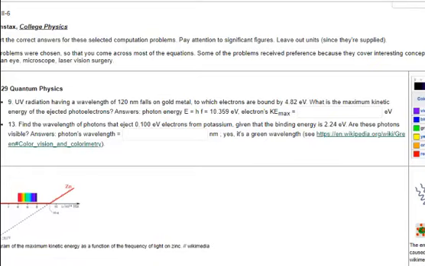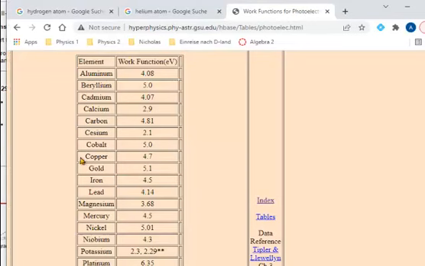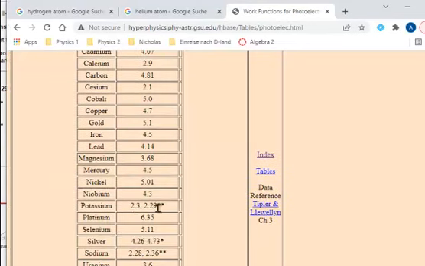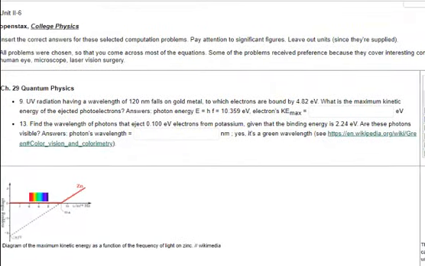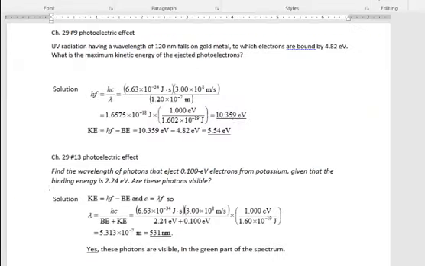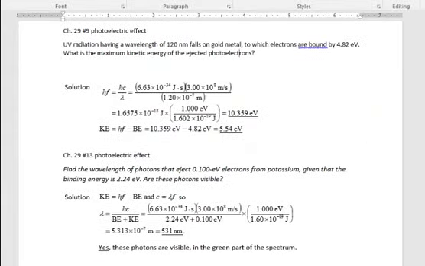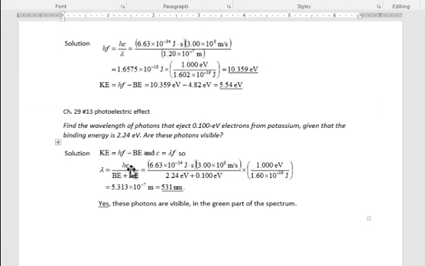So let's see, I'm going to look up potassium here. Where is it? There it is, 2.3, and I think that's what they said in the problem, right? Yeah, there you go, 2.24 electron volts. So that's what we're going to use in figuring out what the wavelength is. And so I'm going to go to the solution. They did a certain kind of algebra here. I'm just going to do it a little bit differently. I should come up with the same result.